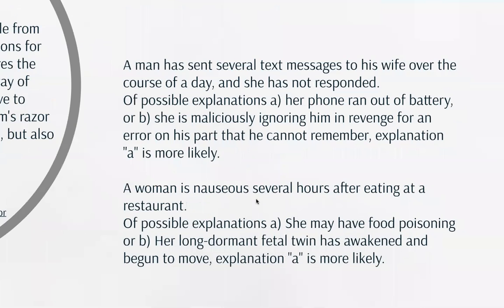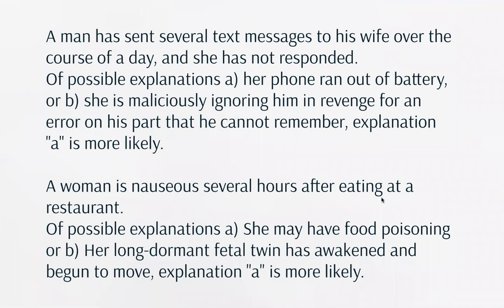So if we look here, there's a couple of examples, and these are kind of ridiculous examples, but they highlight the process. The first one: a man sending his wife text messages. Two explanations: her phone ran out of battery, or she's maliciously ignoring him in revenge for something. Now, I'm not going to make any misogynistic comments, but the most likely explanation is probably A, unless you had a fight earlier that day, and then maybe B.